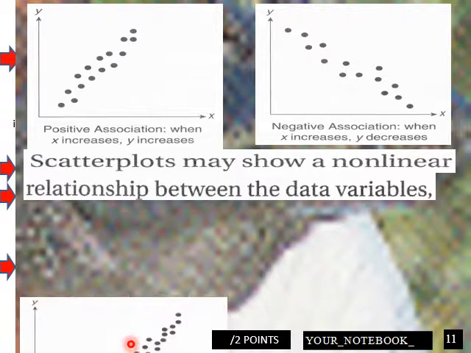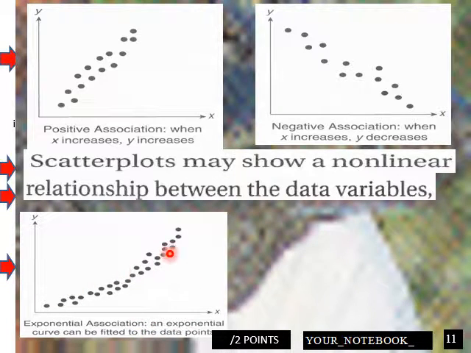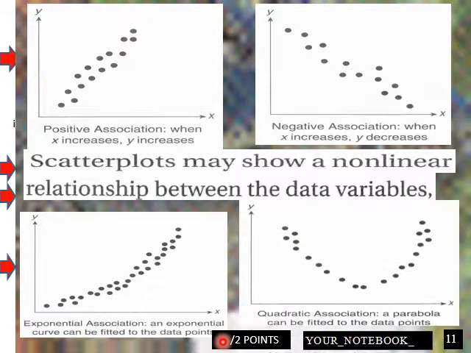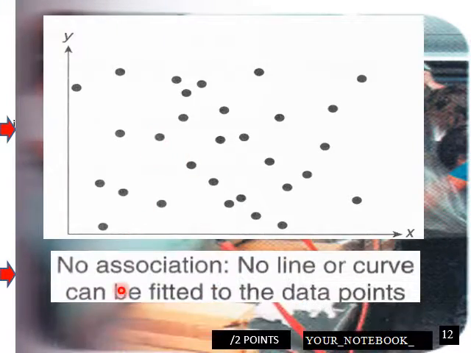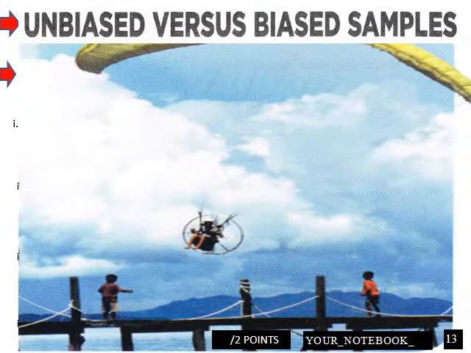Scatter plots may show a nonlinear relationship between data variables. This is an exponential association; an exponential curve could be fitted more to this. It's not so linear. These are more linear here. And then this here is a quadratic association. Okay, it looks like a parabola. And then this, no association, no line or curve can be fit for that.